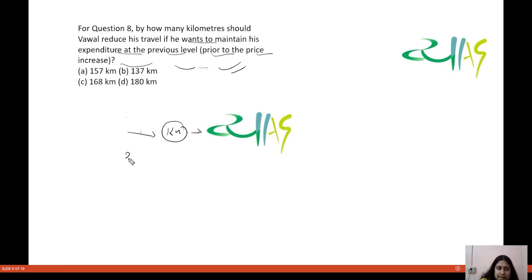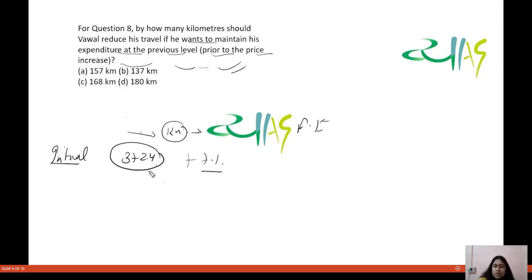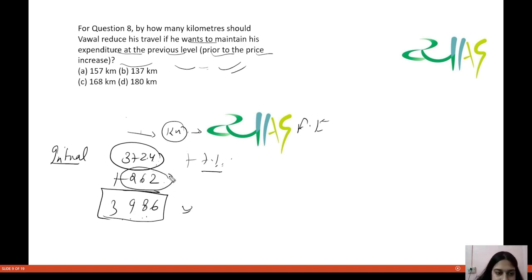So see, we calculated there directly 3724. 3724 was the initial expenditure. We did not calculate the final expenditure here. So let us calculate the final expenditure. Basically, you will add 7% of this. Now you came to know that your 7% was something 262. So just add this, and you will get 3986. 3986 is his final expenditure. But you don't want to add this 262.